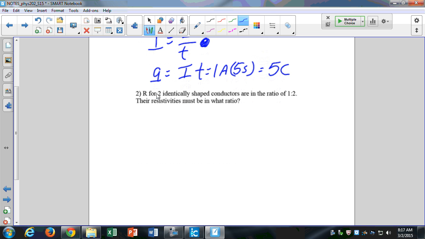Say I have two identically shaped conductors, a piece of copper and a piece of steel or whatever, but they have the same length and area, and their resistances are in a ratio of 1 to 2. What ratio are the resistivities? Everything else the same, how do the resistivities compare?